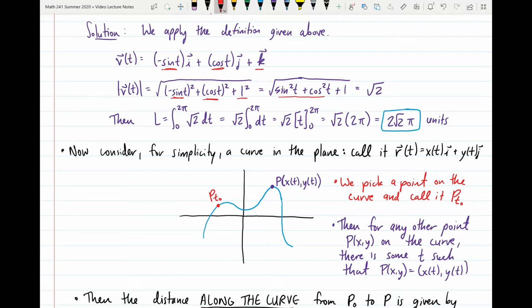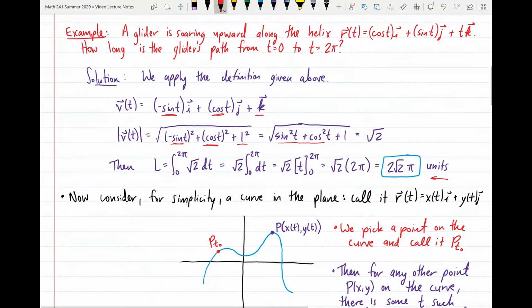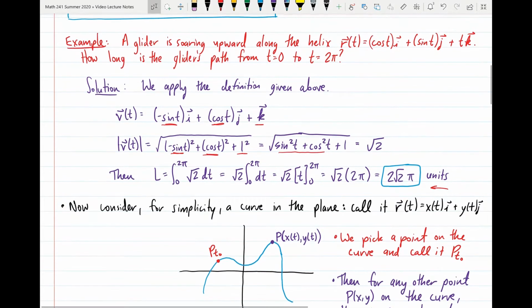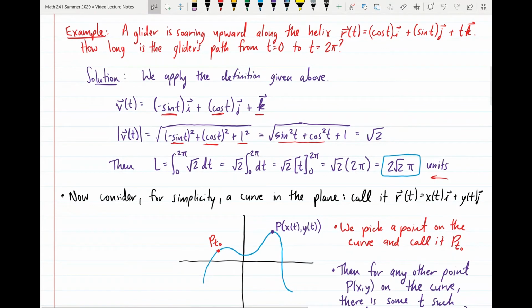And ultimately, we end up finding that the length of the curve from t equals 0 to 2 pi is equal to 2 times the square root of 2 pi units. So if you were going to give a unit like meters or something like that to make this more of a real-world application to hang gliding, then the glider would soar 2 times the square root of 2 times pi meters as it's going around one rotation of the circle upwards on the helix.